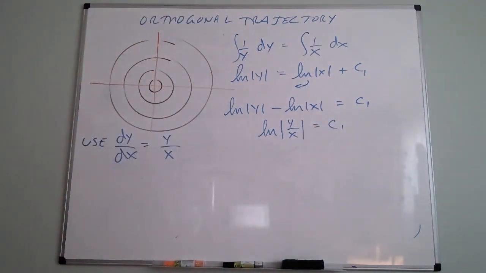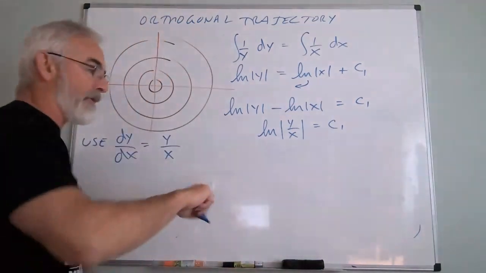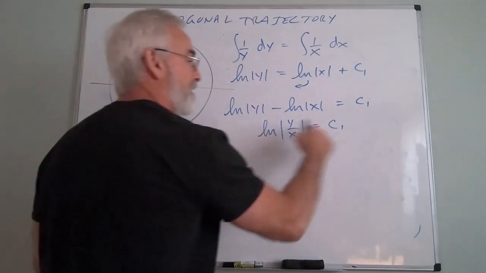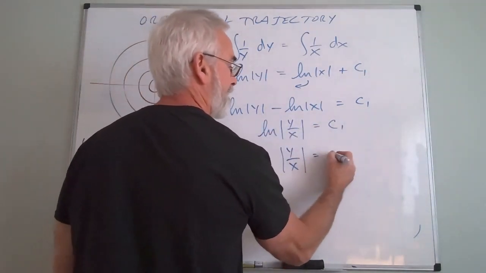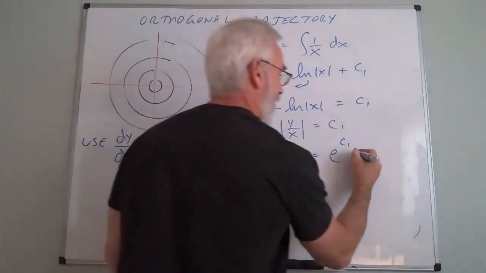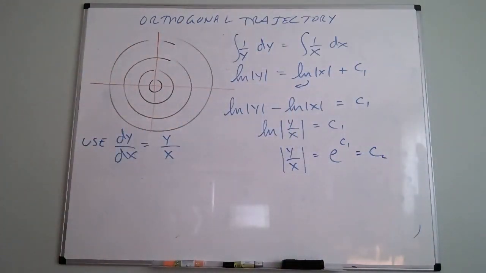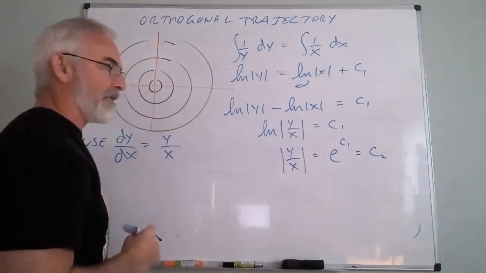Now I can exponentiate both sides. Aha. Now c1 can be any real number, positive or negative, because we know that the log goes from negative infinity to positive infinity. If I do e to both sides, I'll get this. And let's just call that, how about c2? Because if c1 is any real number, then e to the c1 is any positive real number. Now notice it would have to be positive, but then again, we did have the absolute value on this side.